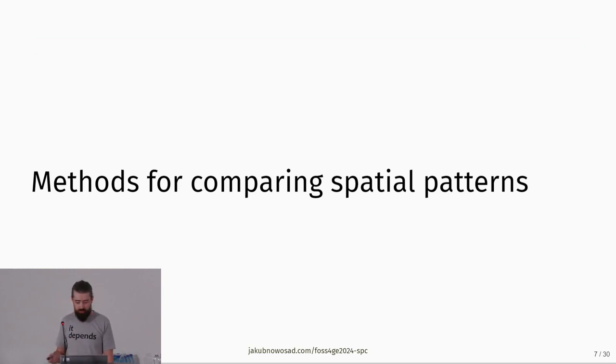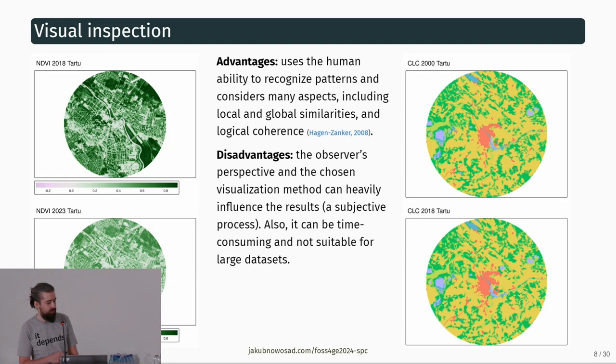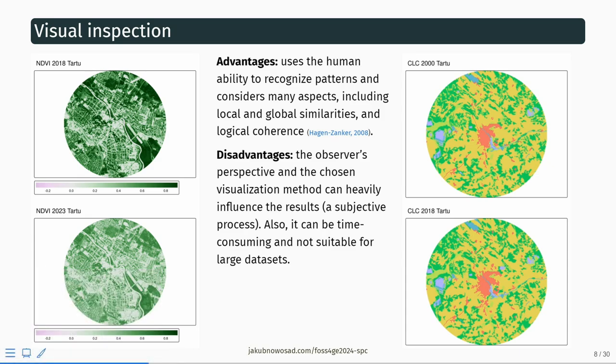So when we go to the core of my talk, to the methods, the first method that I hope some of you have already done is visual inspection. We look at the data and we try to think about the differences. We look at the data on the top and on the bottom, and you can see that on the map on the top, the colors are darker, so they are higher NDVI values. We already see, especially maybe the southeast part or maybe the northeast part, which is totally different from the same place in 2023.